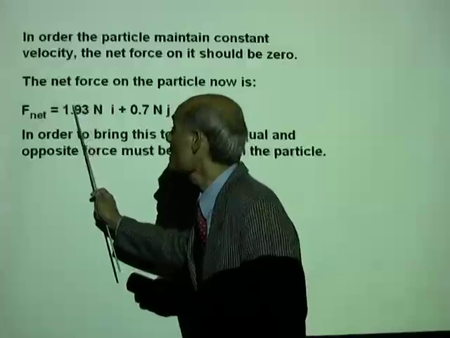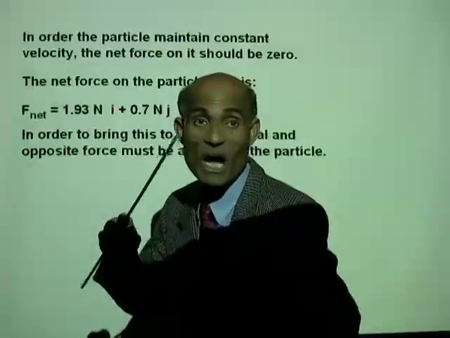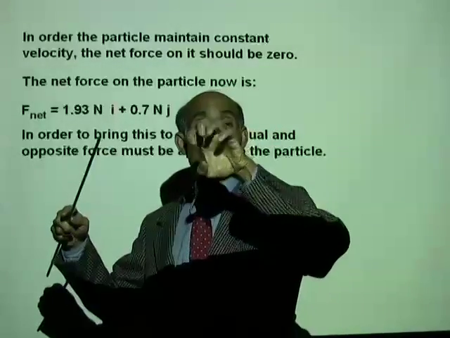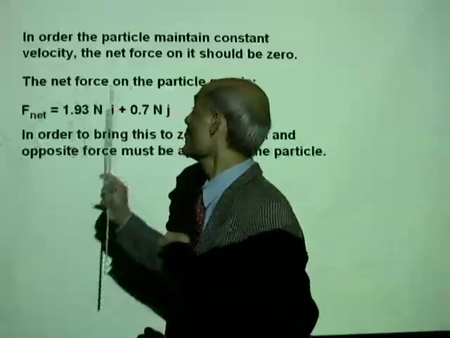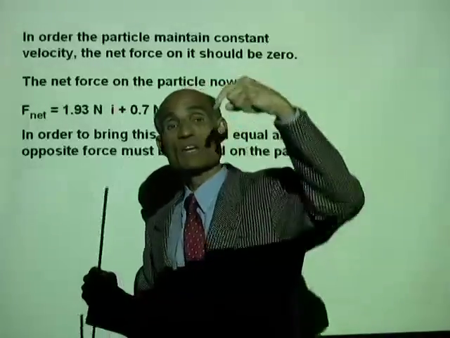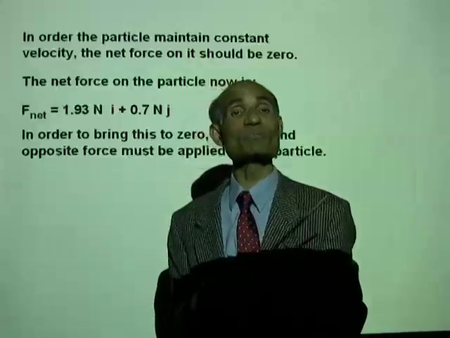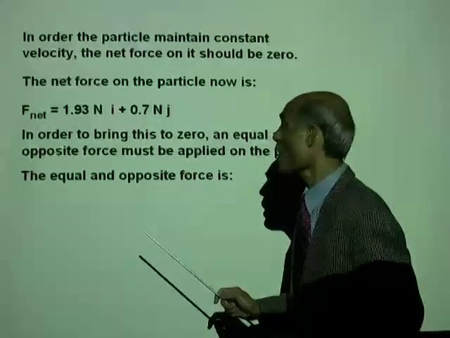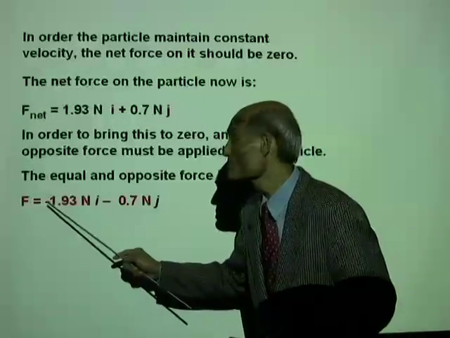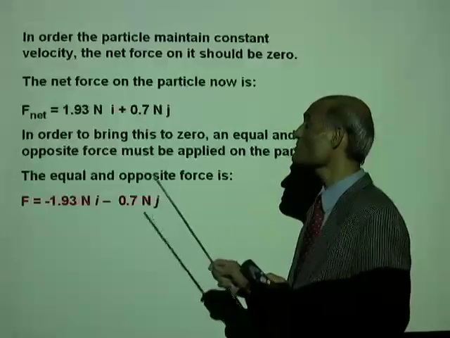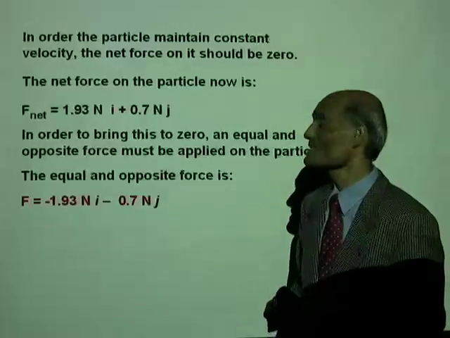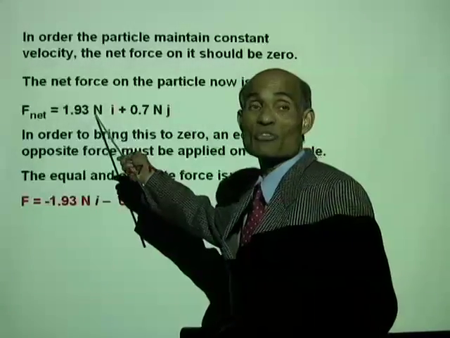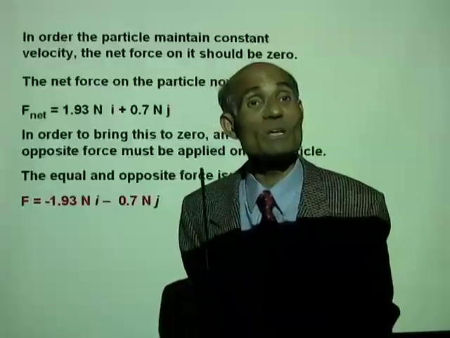Now, how would you make this net force zero? Well, it's very simple. If there is a 1.93 Newton i, then applying a negative 1.93 Newton i will nullify the x force. If there is a 0.7 Newton j, then apply a negative 0.7 Newton j. That will balance the y force. So the equal and opposite force will be F equal to negative 1.93 Newton i minus 0.7 Newton j. This force will balance this so that the net force will be zero.